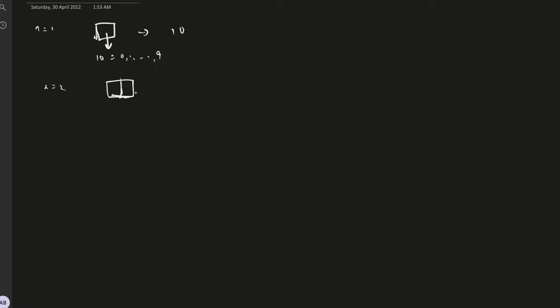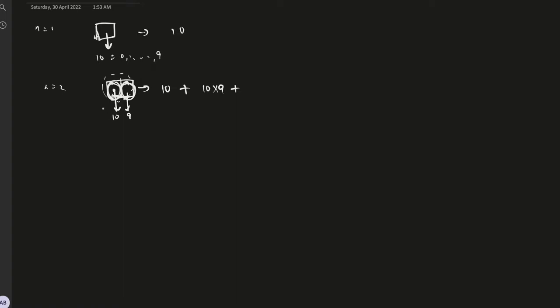If n is equal to 2, we have 2 blocks to fill. If we are considering blocks of size 2, that means both of these blocks should contain the same digit. How many choices do we have for such digits? That is 10, 0 to 9. Plus, if each block has different digits, then for this block we have 10 options, and for this block we have 9 options.